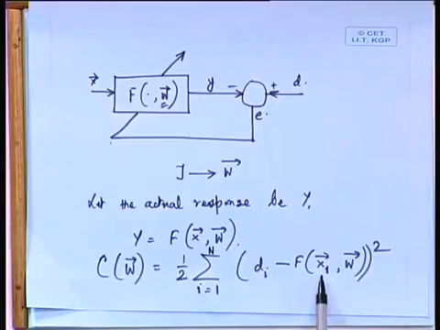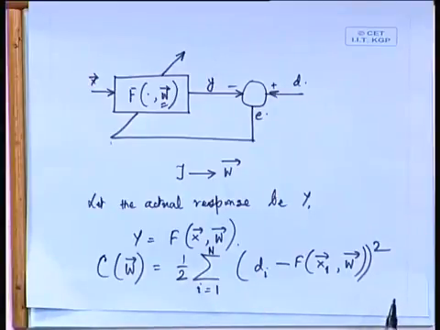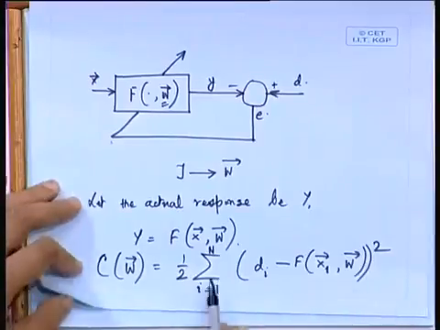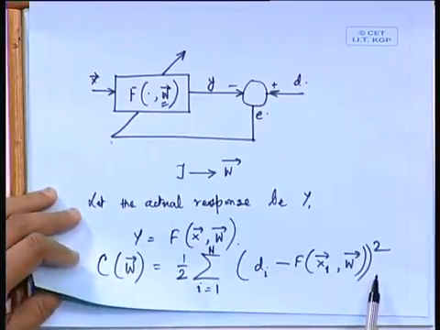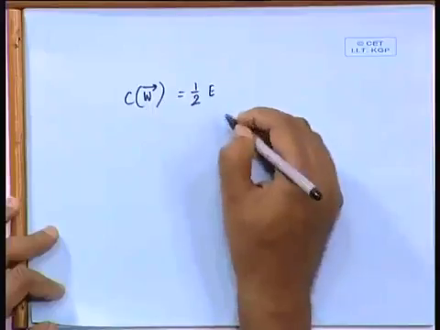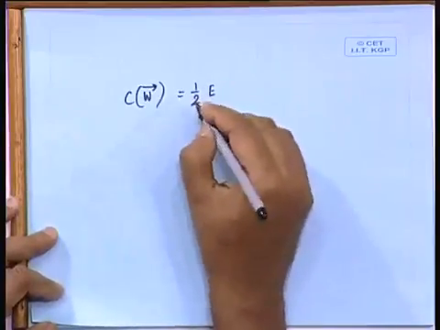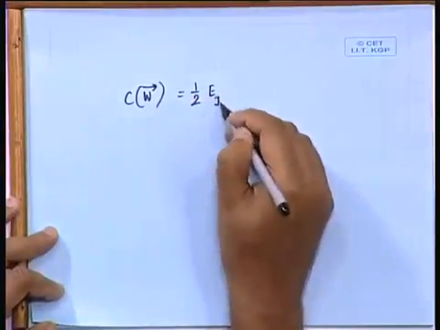If we simply define a quantity normalized by n, 1 by n times C(w), then it becomes half into 1 by n into this, and 1 by n into this is nothing but the average cost function. So, we can represent C(w) in terms of the average of the square error. Here this average is over the set of training samples, so it is average E over T.